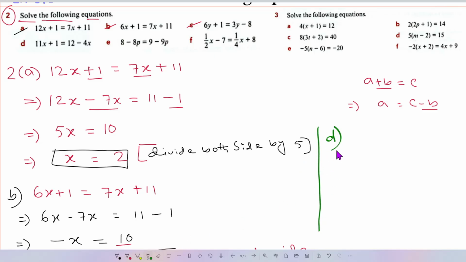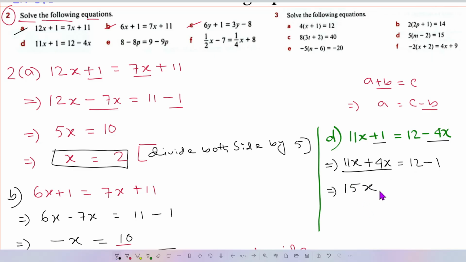We can write in here. So 11x plus 1 equals 12 minus 4x. So first, 11x, this minus 4x becomes plus 4x equals 12. This plus 1 becomes minus 1. So 11x plus 4x will be 15x equals, this 12 minus 1 becomes 11.